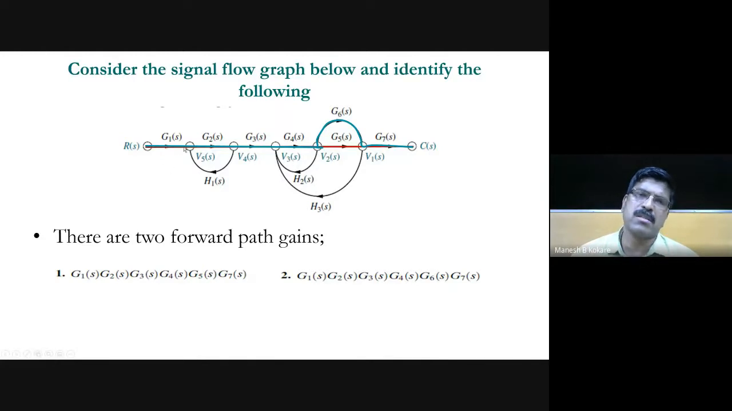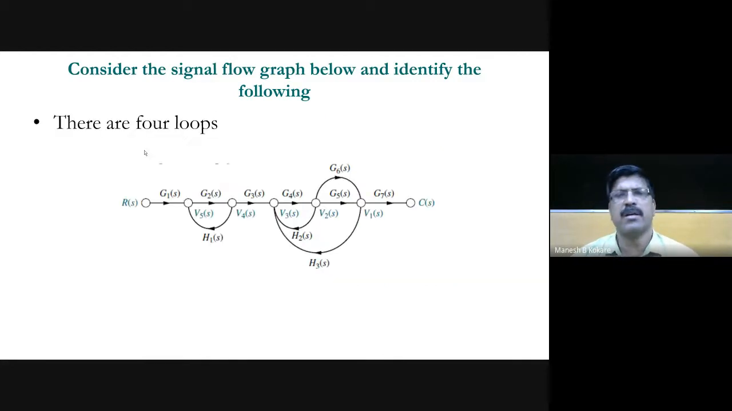Note that the forward path signal direction is from the input side to the output side, so this is a unidirectional forward path. I hope you have understood how to identify the various forward paths from the given problem. Then, identify the loops. How many loops are there in the given problem?